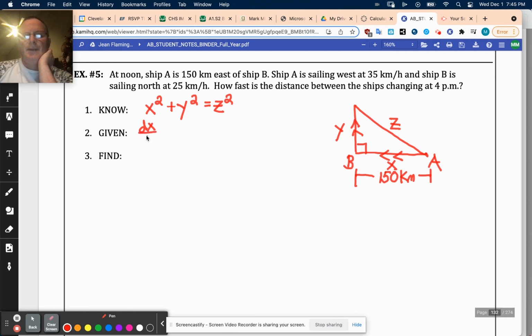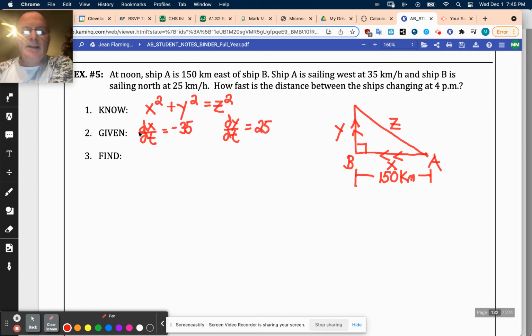Now, here's the thing though, that distance is shortening, all right, because they're moving this direction. So this rate then is negative 35, okay? And then dy dt, though, that length is getting longer, okay? So since that's happening, this one's going to be a positive. So that's 25. And of course, they're kilometers per hour.